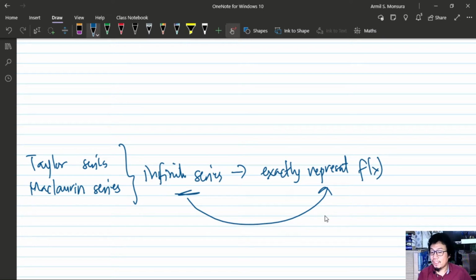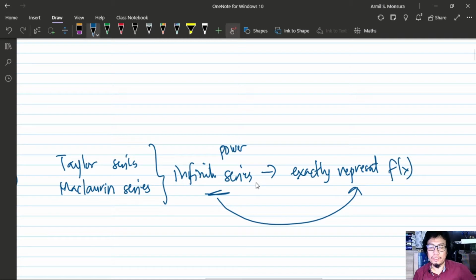Okay, Fourier series is another way to represent your f of x, or your function, but in another way. We'll talk about your Fourier series in the next topic, after topic 5. So basically, Taylor series and Maclaurin series would represent your f of x in terms of an infinite power series.